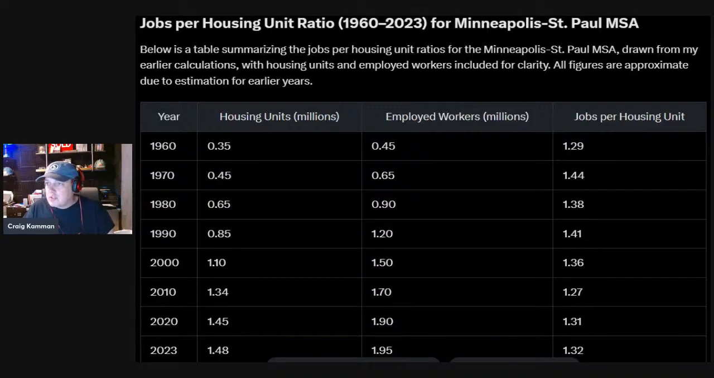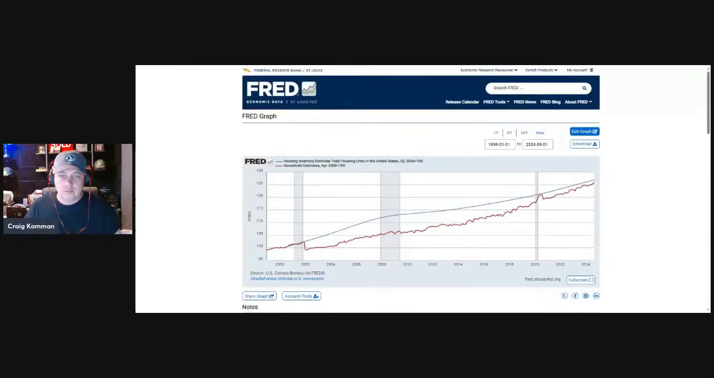Let's see, housing estimate. I have more data here. I'm getting buried in my charts here. Bear with me. Here we go. I am going to remove that, and I'm going to add something else. And this is not working.